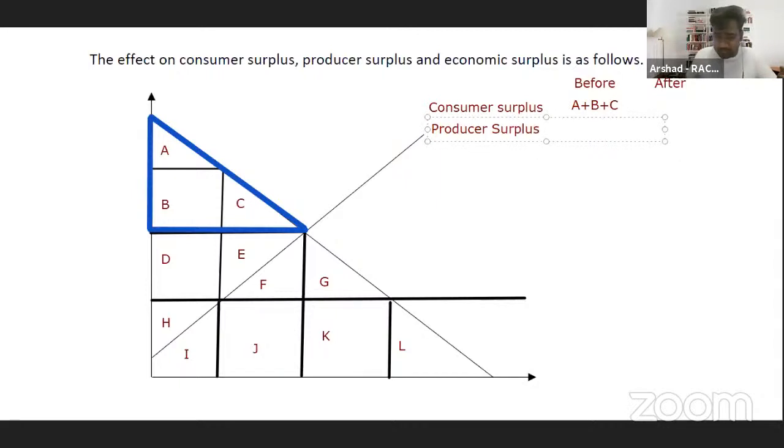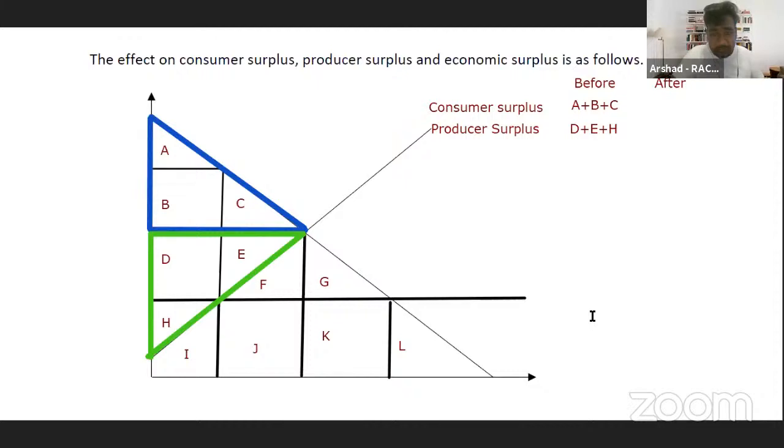What do you think? It's D, E, and H. That's also very good, right? So D, E, H is producer surplus. This is before this entire maximum price came. Yeah, D, E, H. D plus E plus H. Now this is the important part. This is what we know.